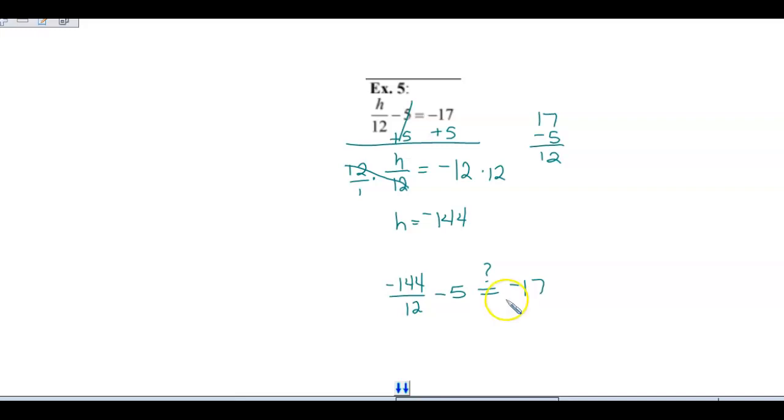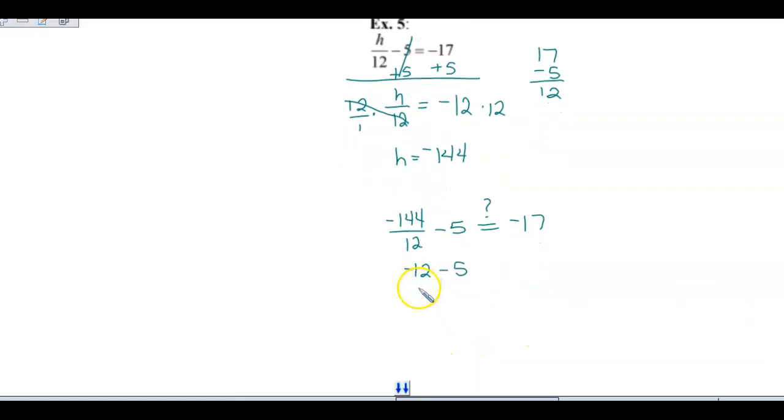The first thing I would do is take the negative 144 and divide it by 12, and that's going to give me a negative 12. A negative 12 minus 5, that is subtraction, so I am going to do the additive inverse. I'm going to take my negative 12, change subtract to add, and positive 5 to negative 5. They're both negatives, so I'm just going to add. 12 plus 5 is 17. They're both negative, so it's a negative 17. So does negative 17 equal negative 17? Yes, it does.